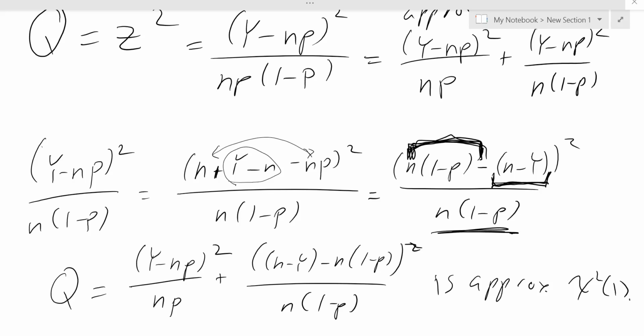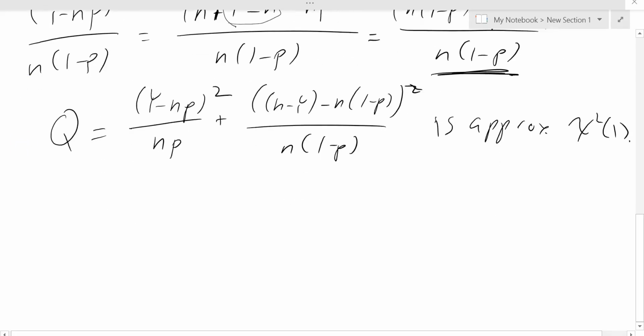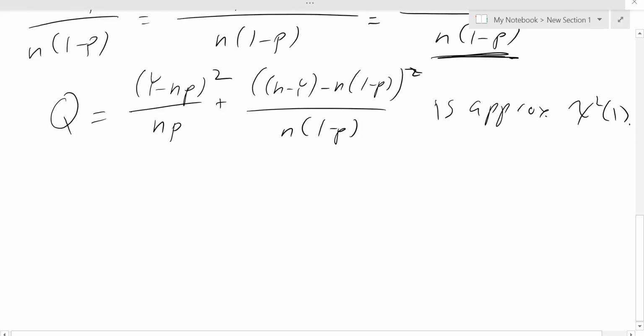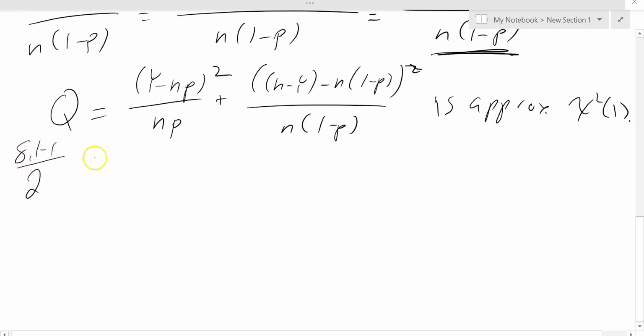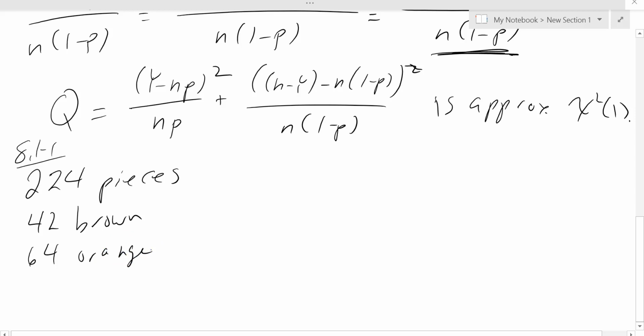So how does this get used? Well, let's just look at the very, very first problem. This is going to extend on this idea. The very first problem says that there is a 1-pound bag of candy, and since it says candy-coated chocolate-covered peanuts, I'm going to take a wild guess and say it's M&M peanut. There's brown, orange, green, and yellow. This is 8.1-1, by the way. There's 224 pieces. There are 42 brown. There are 64 orange. There are 53 green. And there are 65 yellow.